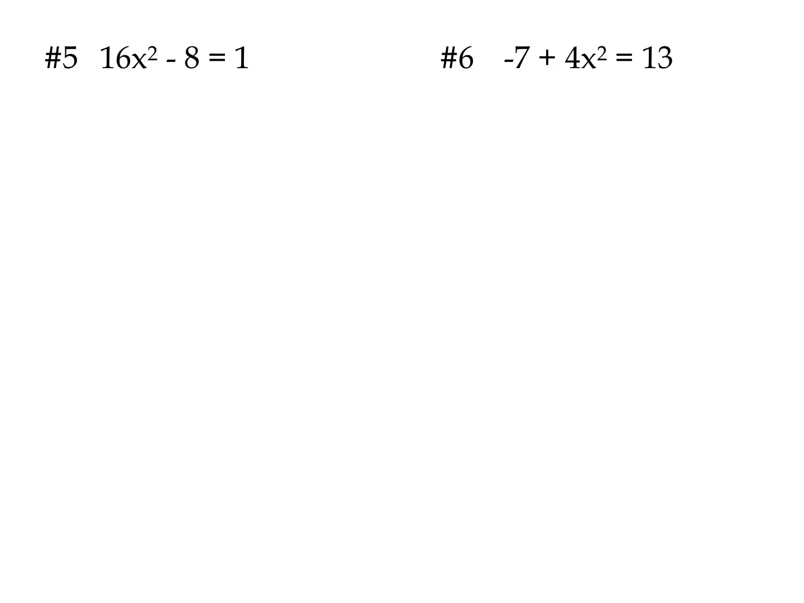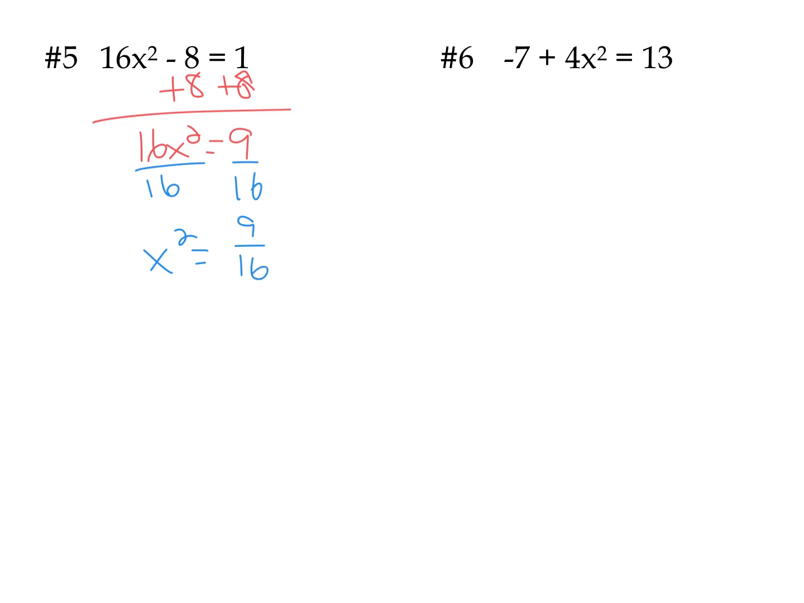Let's try a couple more. You should be trying these as we go. For number 5 here, we have 16x squared minus 8 equals 1. So what I'm going to do here is add 8 on both sides. I get 16x squared equals 9. And now when I divide by 16 on both sides, I'm just going to keep this as a fraction. x squared equals 9 over 16.